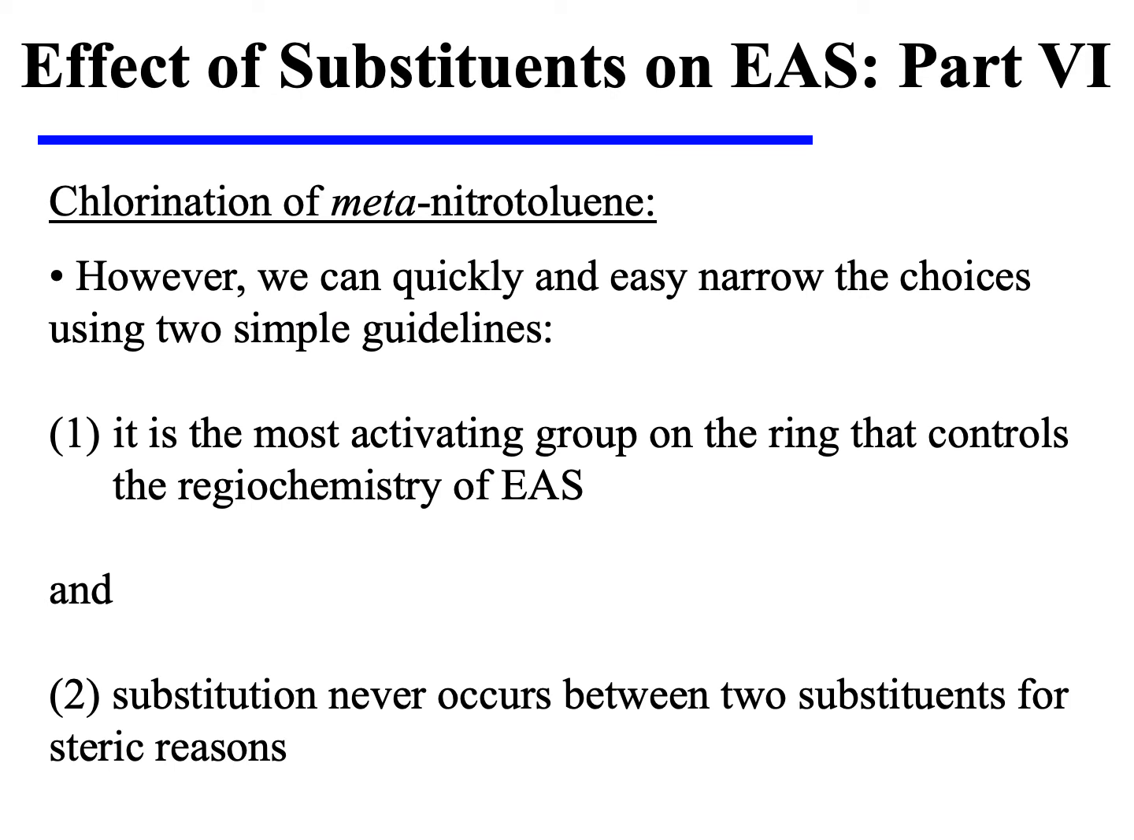However, we can quickly and easily narrow the choices using two simple guidelines. The first is that it is the most activating group on the ring that controls the regiochemistry of EAS reaction. The most activating group is all that matters. The second guideline is that substitution does not occur between two substituents on the ring for steric reasons.